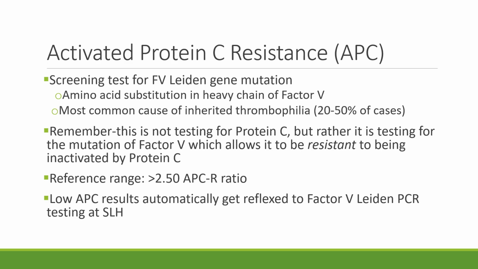Our reference range is we want an APC ratio of greater than 2.50 to be considered normal or non-resistant. But a low APC result automatically gets reflexed to factor V Leiden PCR. And yes, we do that testing here. It is molecular testing, and we do quite a few of them.